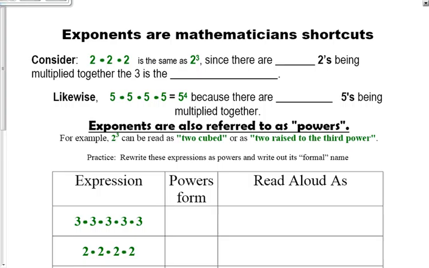Here it says consider 2 times 2 times 2 is the same as 2 to the third power. Since there are 3 2's being multiplied together, 3 is going to be our exponent. Same thing here. 5 times 5 times 5 times 5 is 5 to the fourth because there are 4 5's being multiplied.